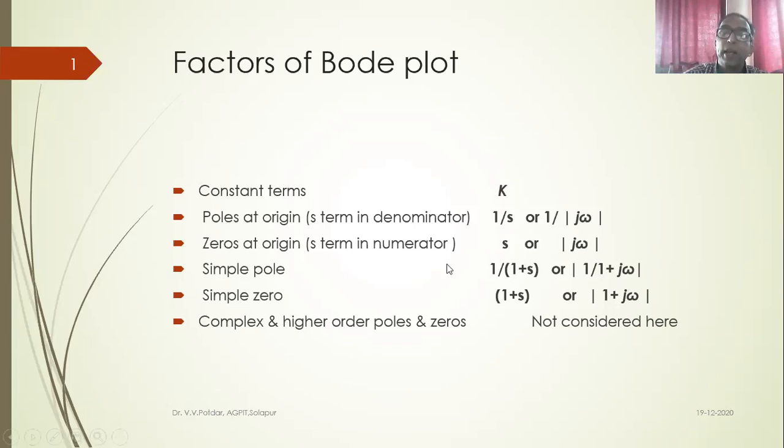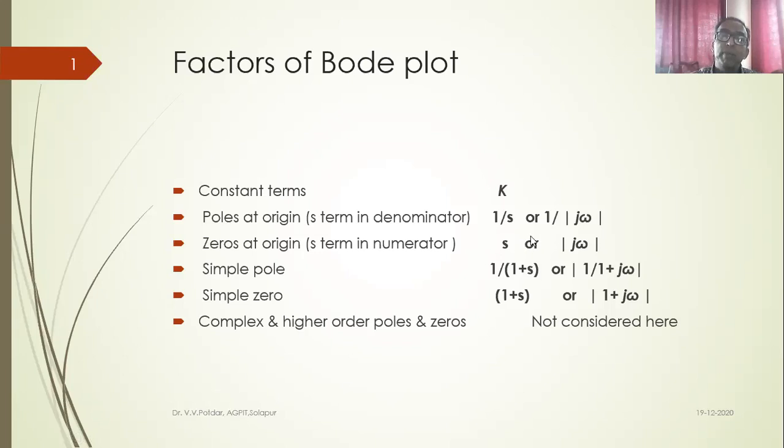So in frequency domain analysis, what we do? We put s is equal to j omega. So the ratio becomes 1 upon 1 plus j omega in place of 1 upon 1 plus s. S is equal to j omega makes it 1 upon 1 plus j omega. Mod of that gives me magnitude of that simple pole. Similarly, I might have a factor in the numerator which is called a simple zero. So it's a first order zero. This is if I have a factor like s plus 1, s plus 2, s plus 50, s plus 25, s plus 1000, whatever it is.